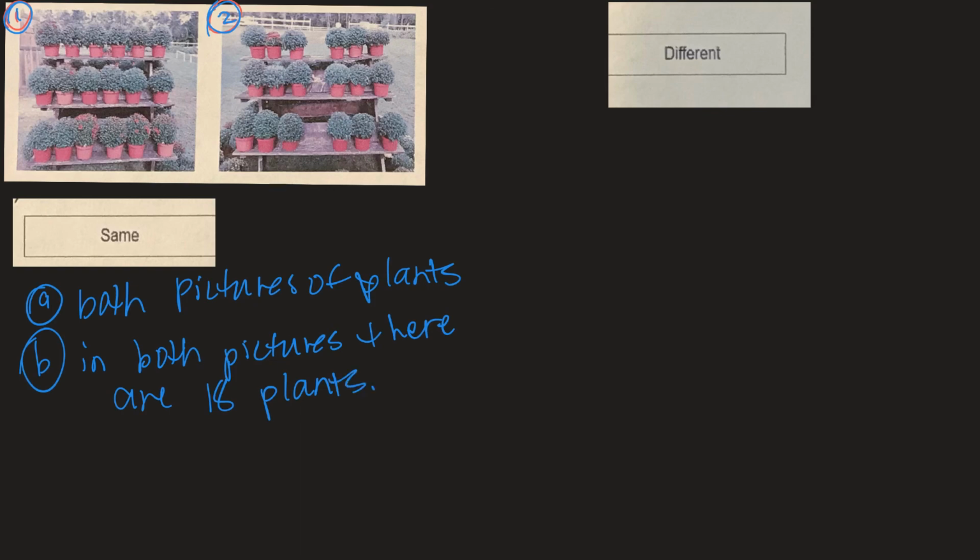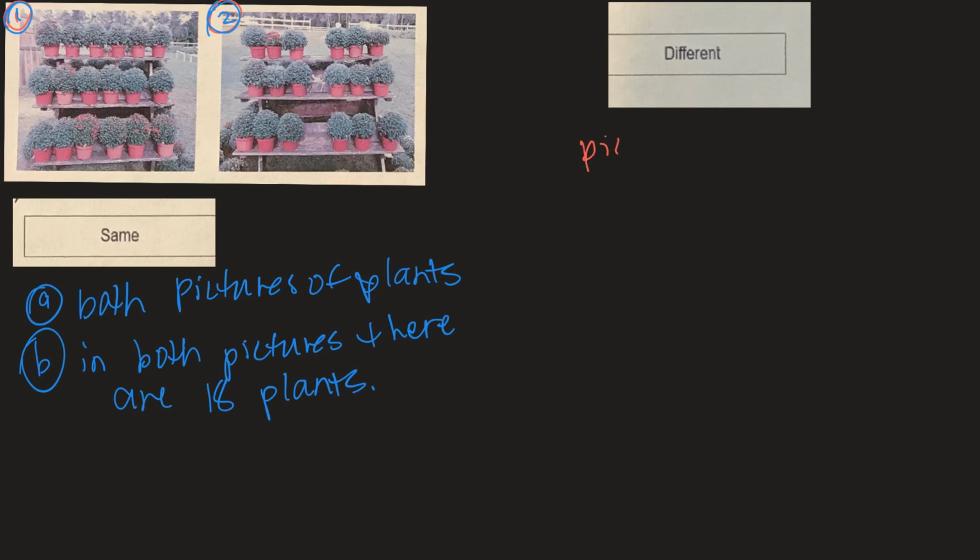So now, what's different about the two pictures? So one thing that I notice is that the first picture keeps them all together on the row, and the second picture divides them apart down the middle. So that's one thing that's different. I'm not going to write that. I'm going to think of it in a mathematical way.